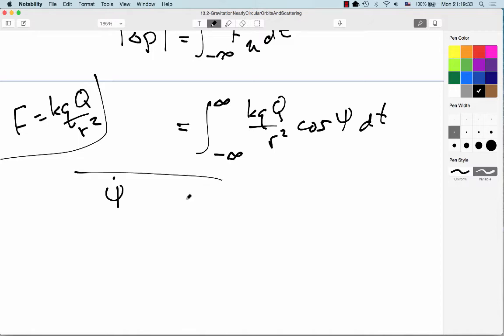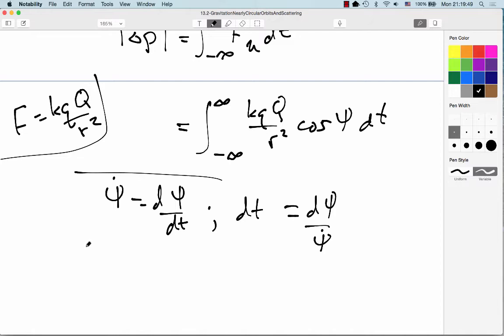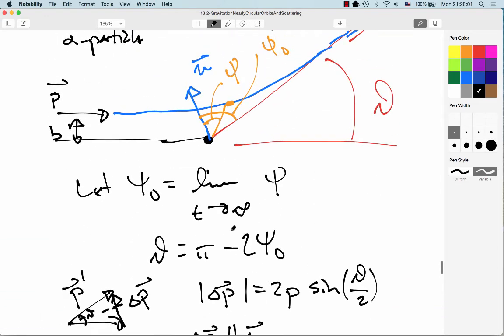Remember that psi dot, by definition, is just d psi dt. So I could write dt as d psi over psi dot, if that will help. Oh, but it will, because our reduced angular momentum would be equal to r squared times my psi dot. But we know what that is. It's the angular momentum over m, and that's just going to be the lever arm times the momentum, bp.